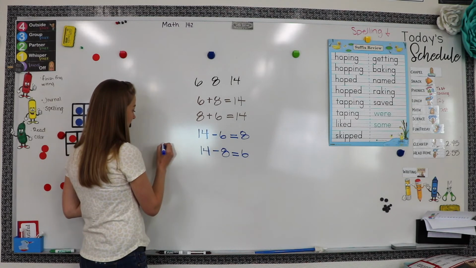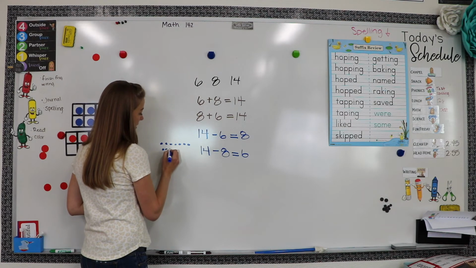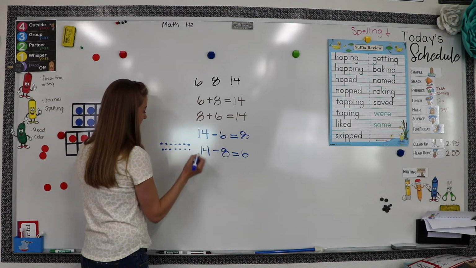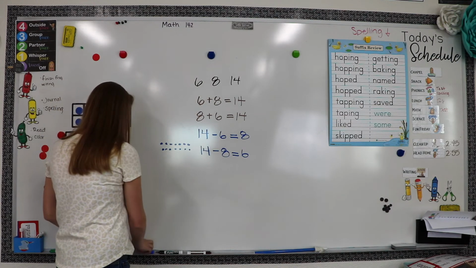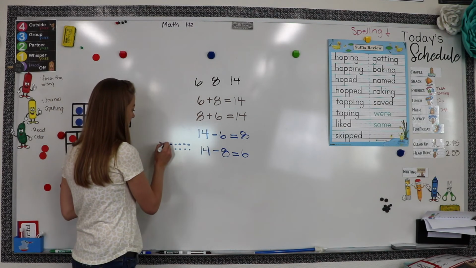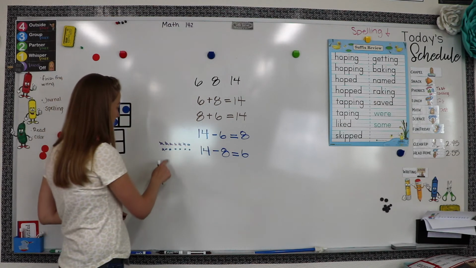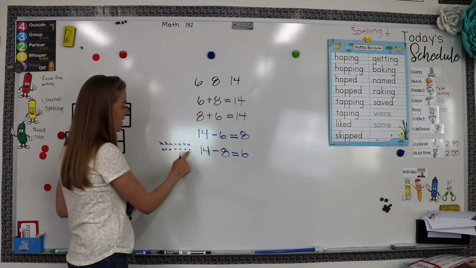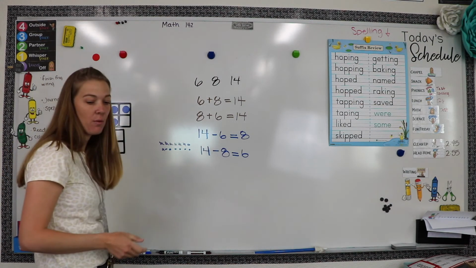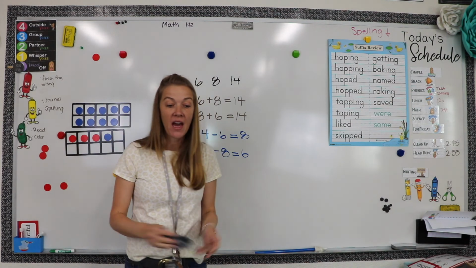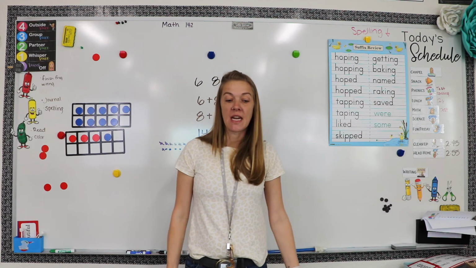Okay, so if I had 1, 2, 3, 4, 5, 6, 7, and, okay, so I have 14 dots. I'm going to subtract 8 of them. So there's 1, 2, 3, 4, 5, 6, 7, 8. Do I have 6 left over? 1, 2, 3, 4, 5, 6. I do. And so my sentence is accurate. Okay, if you wanted to check it. That is what you're working on. You are working on fact families in 13 and in 14.